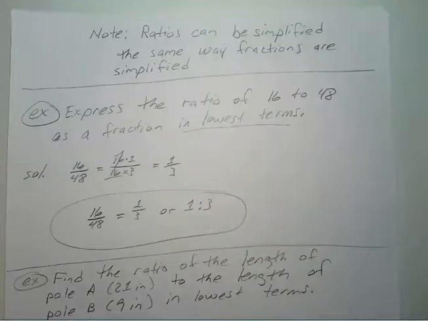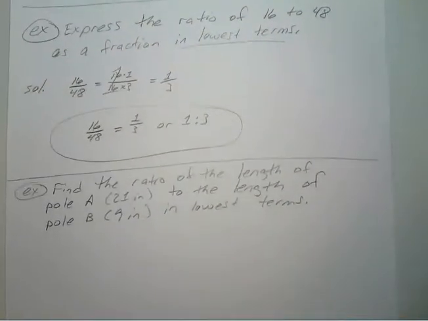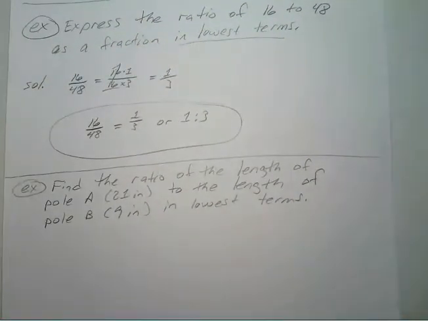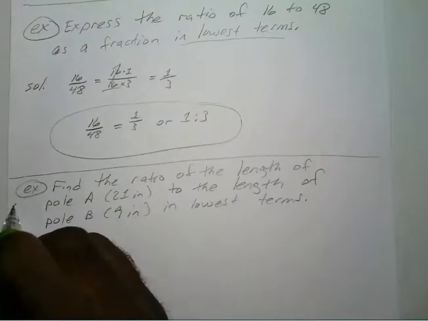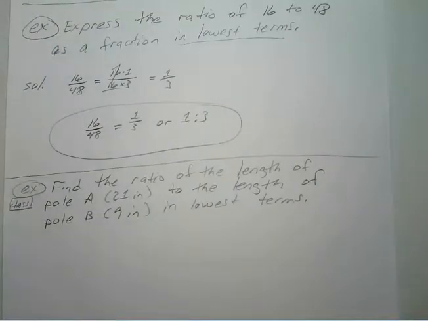All right. What about the next example? Say you want to find the ratio of the length of pole A, which is 21 inches, to the length of pole B, which is 9 inches, in lowest terms. What I want you to do is press pause and try this one on your own.